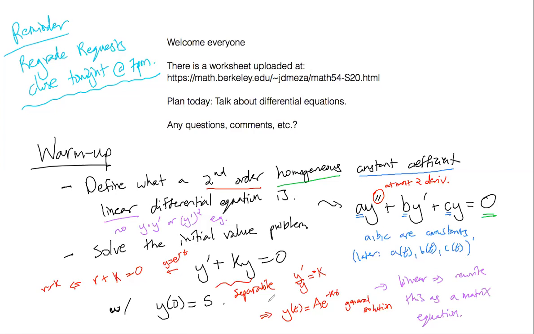And then now we have this initial value problem. We plug in the initial value to get the exact solution, the particular solution. So we plug in 0 and set that equal to 5, and we find that a equals 5. I'll write it here. Hopefully you can see that. y of t equals 5 e to the negative kt. This is the particular solution. k was just a given constant. We're not solving for k. Are there any questions on the warm-up?